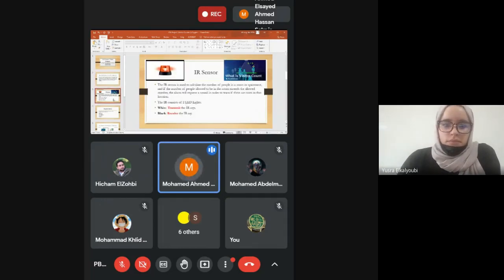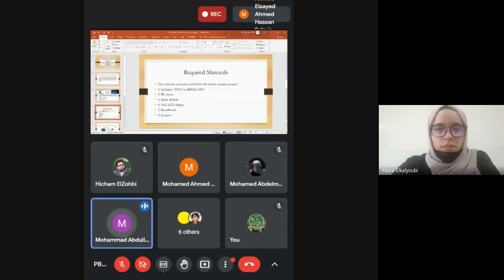In our project, we have used the IR sensor, which is used to calculate the number of people in a room or an apartment. And if the number of people exceeds the number allowed, it will not allow more people into the room. The IR sensor consists of two LED lights. The white LED light transmits the IR rays, but the black one receives the IR rays.